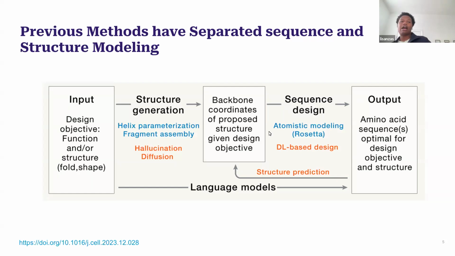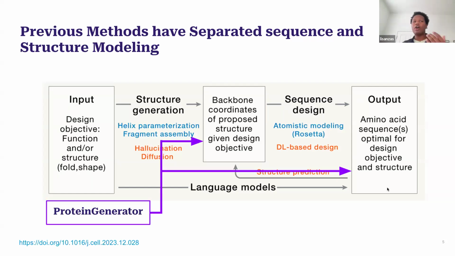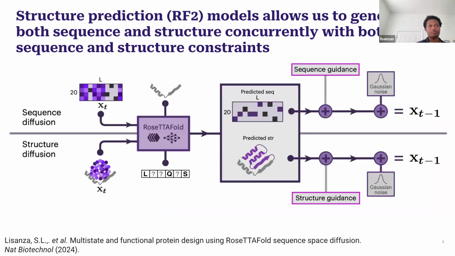Now, some methods, specifically language models, hop from the function directly to the sequence. Where our method differs is we define the given function objective that we want, but we concurrently give you both the structure and the sequence. And we think this is generally how the field will go as we move forward.